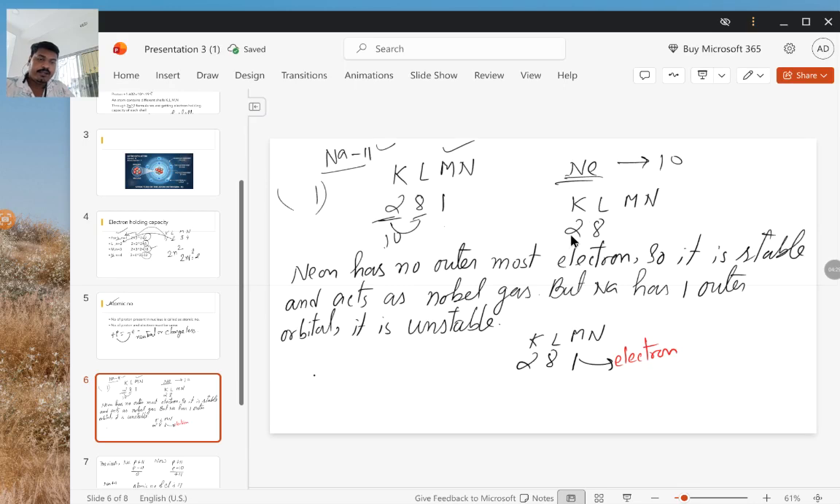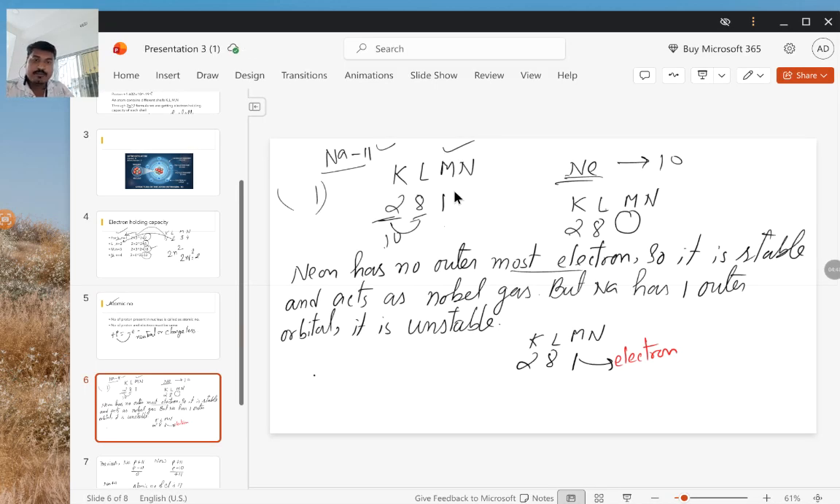Now, neon. The atomic number is 10. The K orbital contains 2 electrons. L holds 8 electrons. It becomes 10. But look here, M has no electron. That means neon has no outermost electron, so it is stable. It became a stable structure, so it acts as a noble gas.